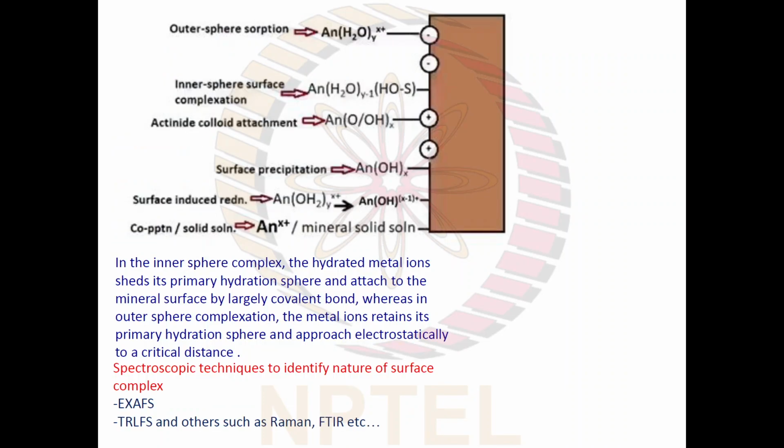In the inner sphere complex, the hydrated metal ion sheds its primary hydration sphere and is attached to the mineral surface by a largely covalent bond, whereas in outer sphere complexation, the metal ion retains its primary hydration sphere and approaches electrostatically to a critical distance. Spectroscopic techniques to identify the nature of the surface complex are EXAFS or TRLFS.